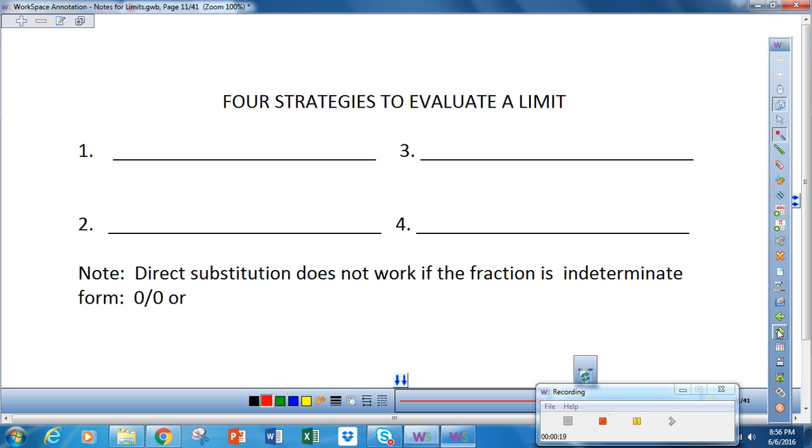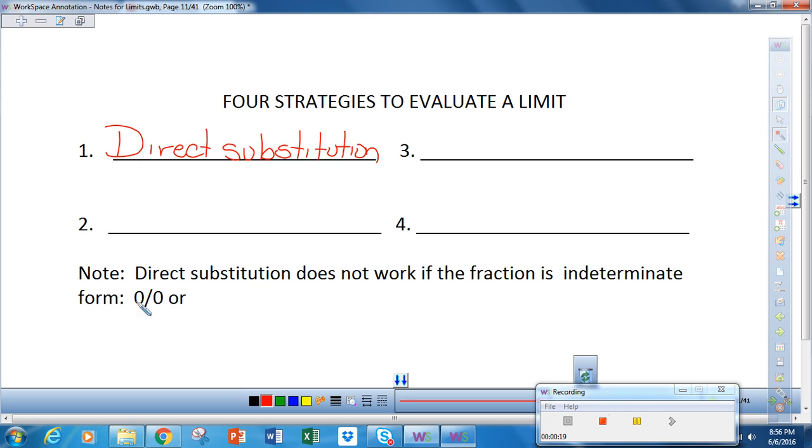So there are 4 strategies to evaluate a limit. The first and most popular, and the one we do first all the time, is direct substitution. We always want to start with direct substitution. And direct substitution is simply just evaluating the limit. We always start there because it's quick and dirty, but sometimes it doesn't work.